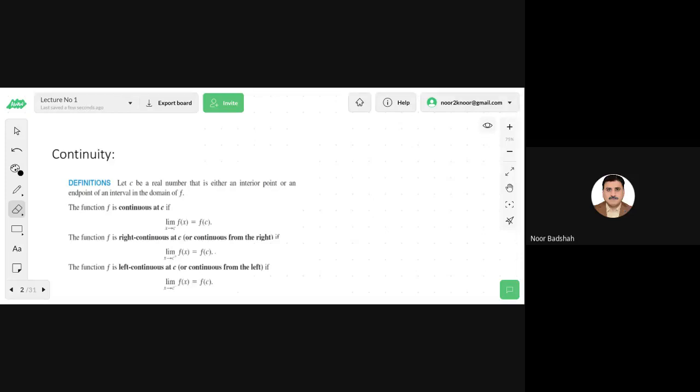We have a function f which is defined in the interval AB. Defined in the interval AB means that the domain of that function is AB, and C is any point in this interval where we want to check its continuity, whether the function is continuous at that point or not.